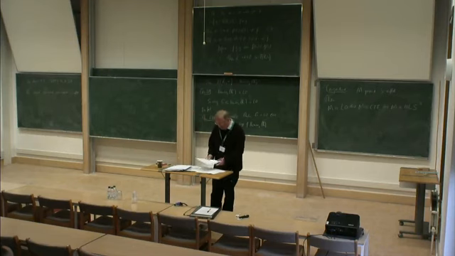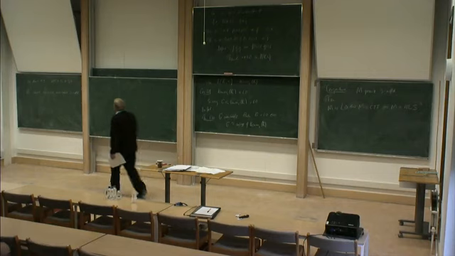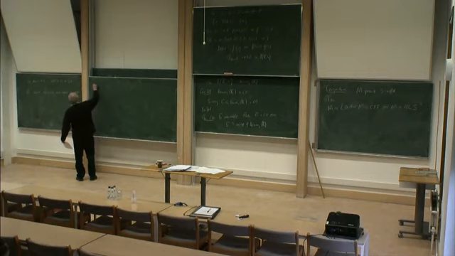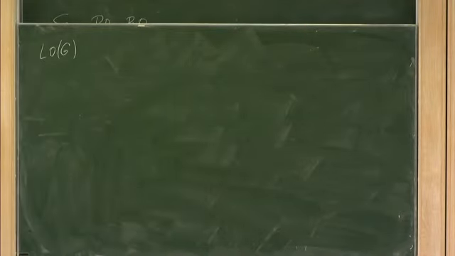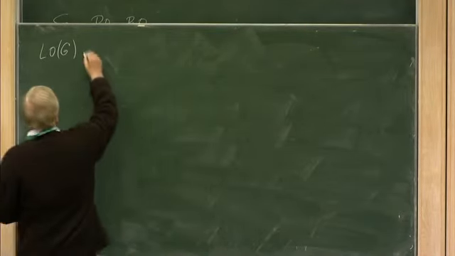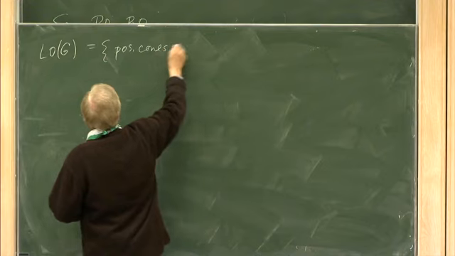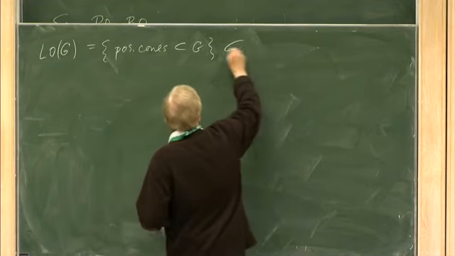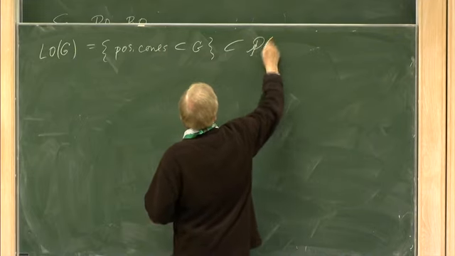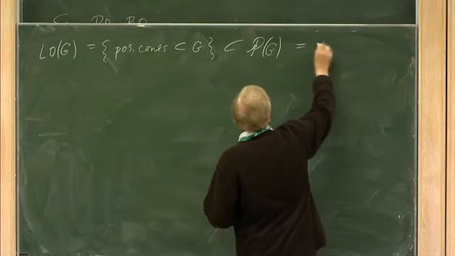Now again, I'm not going to give any details of the proofs really. So let's define LO of G for a group G, just to be the set of left orders, but we'll think of this as the set of positive cones in G. And of course, that's a subset of the power set of G, the set of all subsets of G, right?